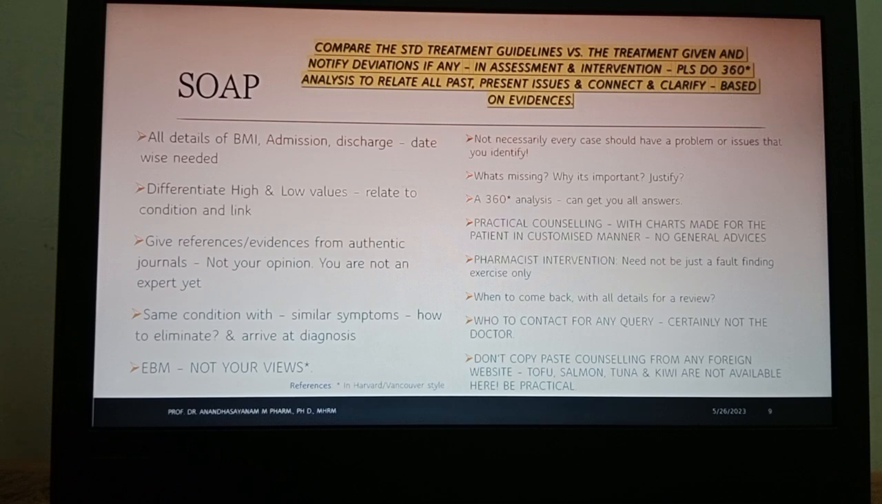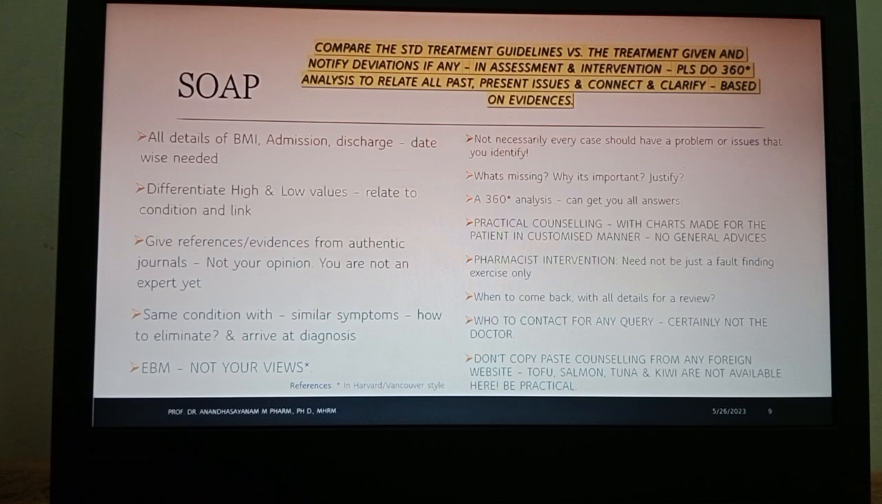You cannot say like that. Now, don't copy paste the counseling from any foreign website. Tofu, salmon, tuna, kiwi are not available in India. Be very practical. Don't say that I have told them, for a heart disease you have to take salmon, tuna, which contain more EPA, DHA. Now, what is salmon and tuna? I know kende, keluthi, or iramine, all these things. I don't know what is tofu, what is this kiwi to a person who has not seen many kinds of fruits across the globe.